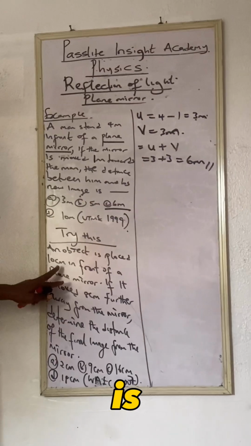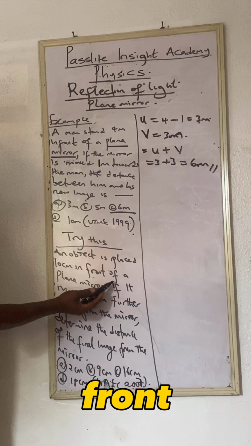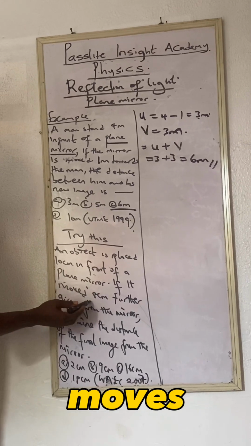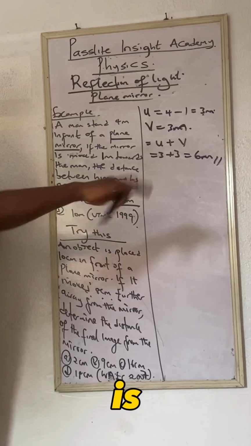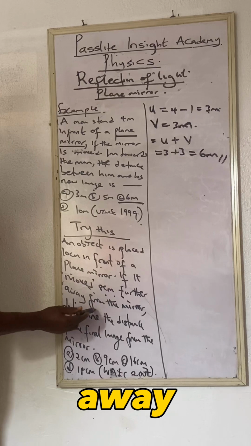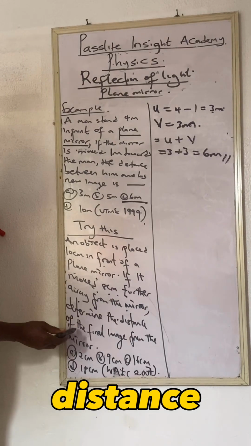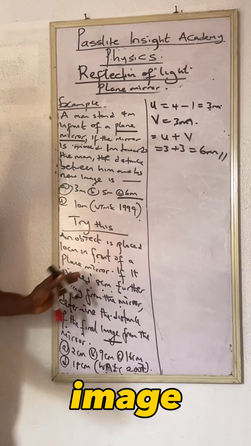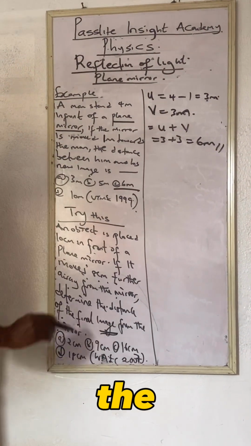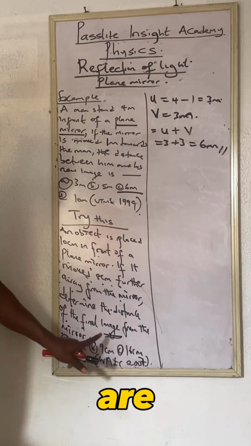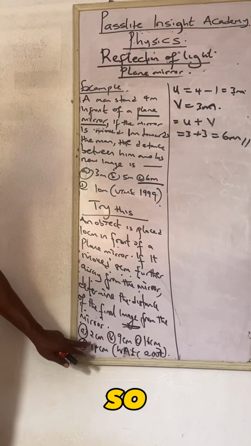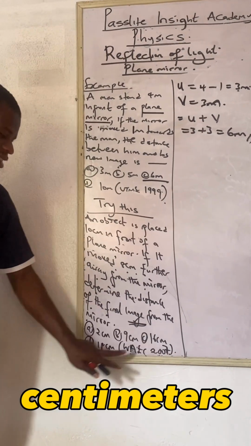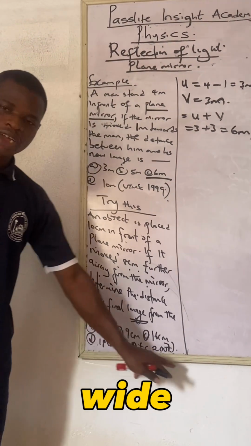An object is placed 10 centimeters in front of a plane mirror. If it moves 8 centimeters further, this one is further now, please note, away from the mirror, determine the distance of the final image from the mirror. This one, you are only looking for the image. Only the image alone, not the object, and do not add them together. The question is only asking you to look for the final image. So 2 centimeters, 9 centimeters, 16 centimeters, 18 centimeters. WAEC 2007.